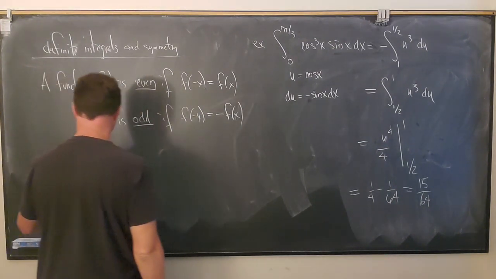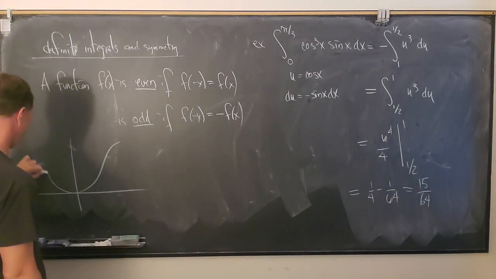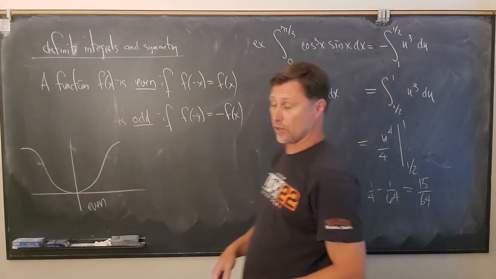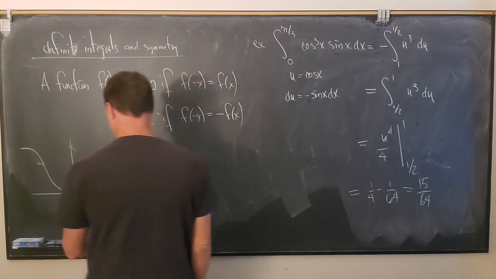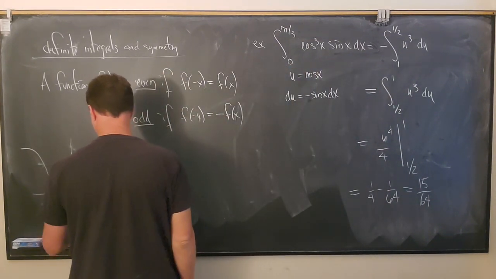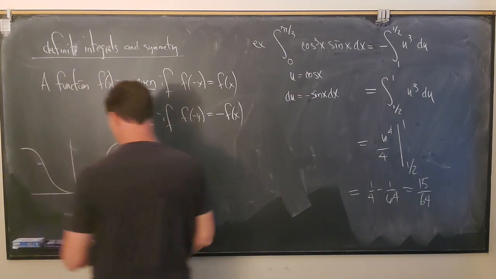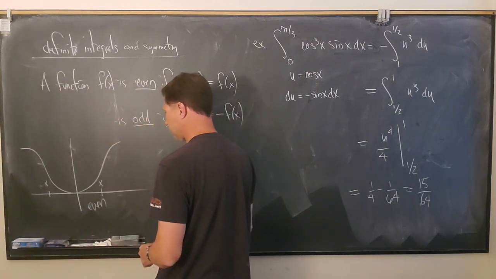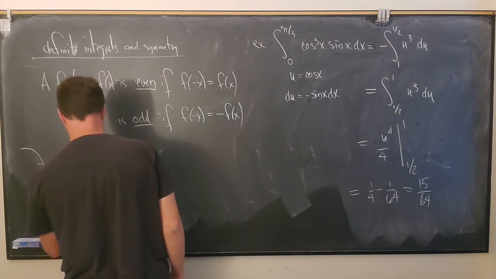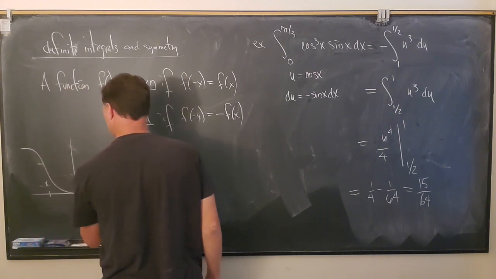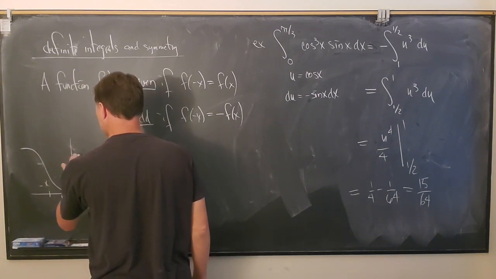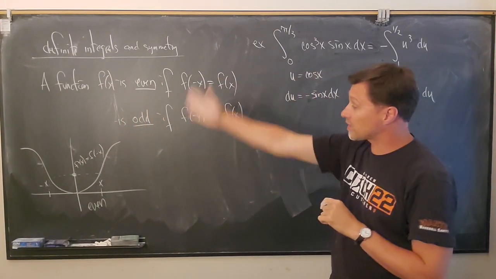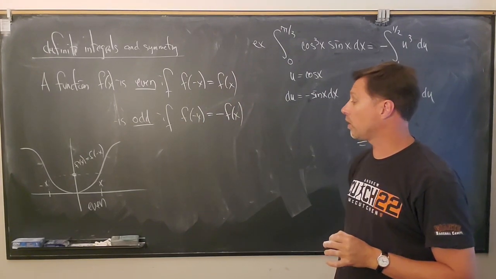It's even if it's symmetric about the y-axis. So here's an example of the graph of an even function, right? And so what are we saying here? If I choose x here, and then I look at minus x on the reverse side, go up, hit the graph, go up and hit the graph, right? They're at the same height. f of x and f of minus x are the same. So a function that's symmetric about the y-axis, that's one that we call an even function.